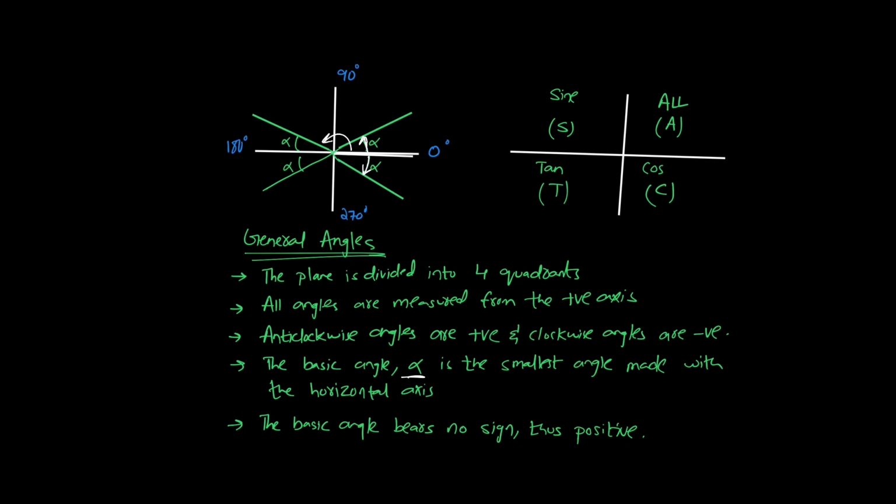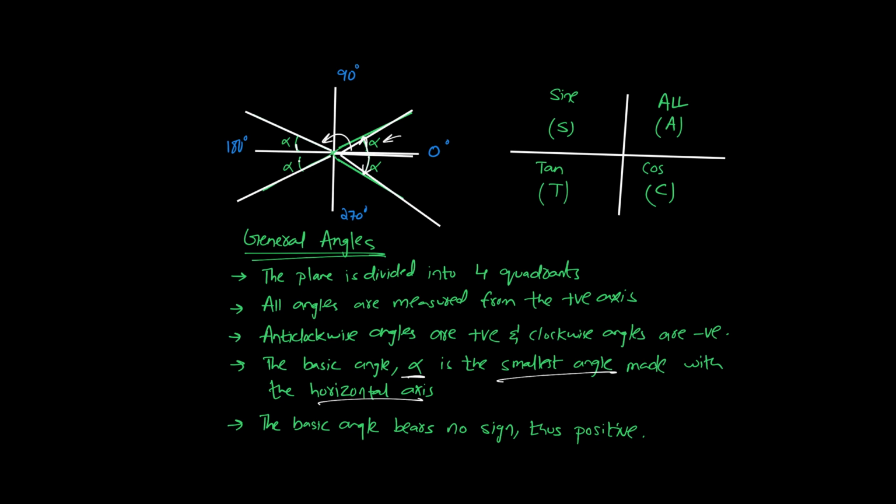The basic angle alpha, as I have marked over here, is the smallest angle made with the horizontal axis. So let's say if my triangle is in the first quadrant, my alpha is this. If it's in the second quadrant, meaning if the angle is obtuse, the triangle would be formed in the second quadrant, so the basic angle will still be alpha, okay. If it's in the third quadrant, I know it's an angle that is greater than 180, but the basic angle is the same, okay. Similarly, if my angle is in the fourth quadrant, the basic angle is alpha.